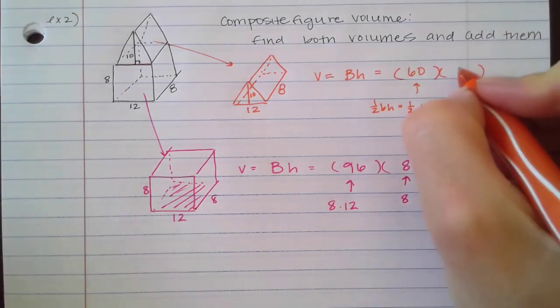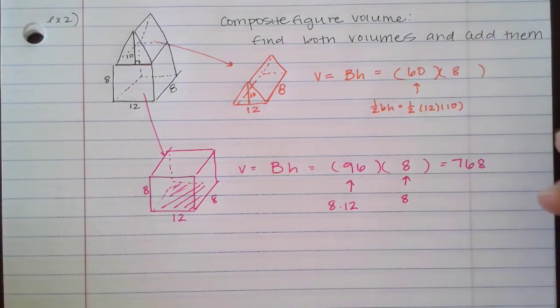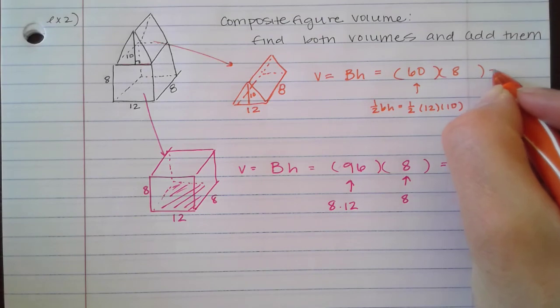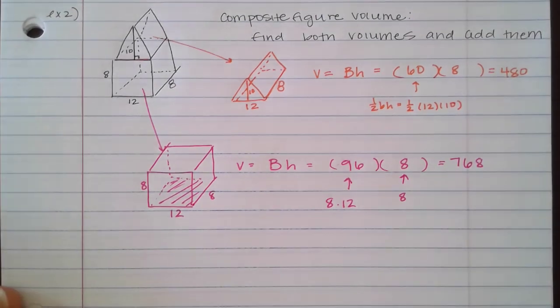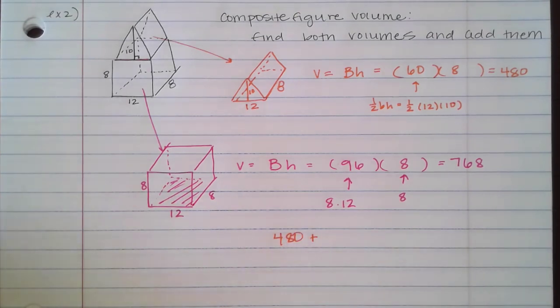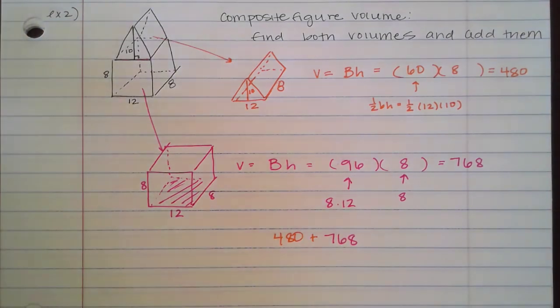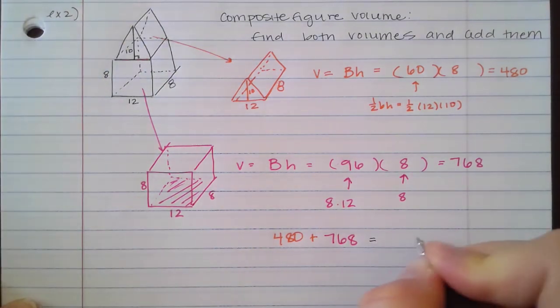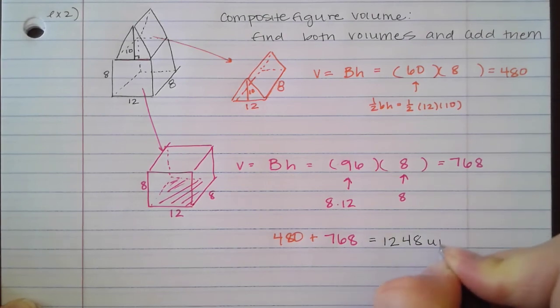And then the height is 8, because that's that measurement right there if you were to turn it on its side. And that measurement is 480. And at that point, if I'm finding the volume, I'm going to try and use colors here to indicate that you are simply just adding up those two measurements to get your final volume, which is 1,248 units cubed.